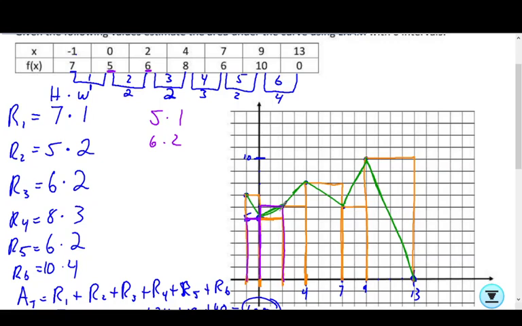So just make sure that when you're doing these, you're following the rules for the rectangular approximation, whatever you're doing, left side, right side, or midpoint.